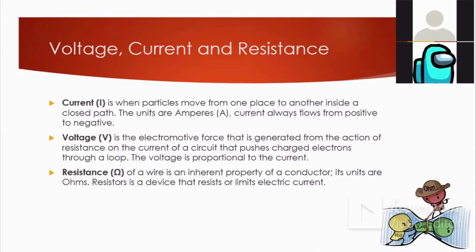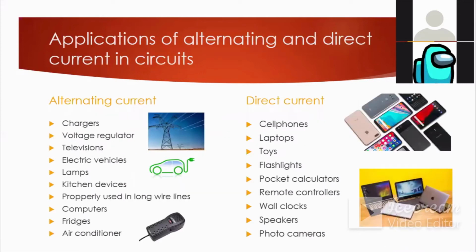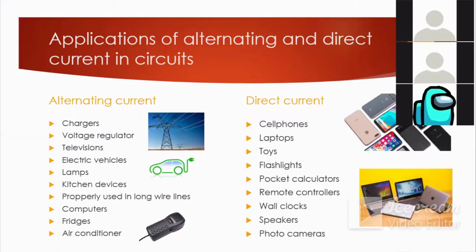Resistance of a wire is an inherent property of a conductor. Its units are ohms. A resistor is a device that resists or limits electric current. There are two types of electricity flow, the direct current and the alternating current. The alternating current is better for transporting electricity without losing volts. There are 10 devices for alternating and 10 for direct.